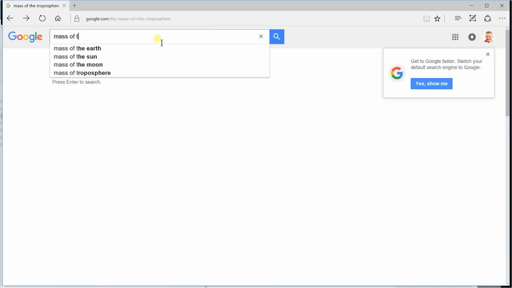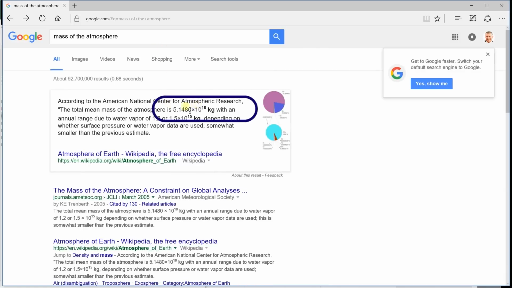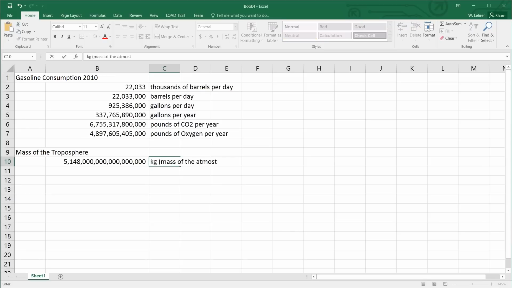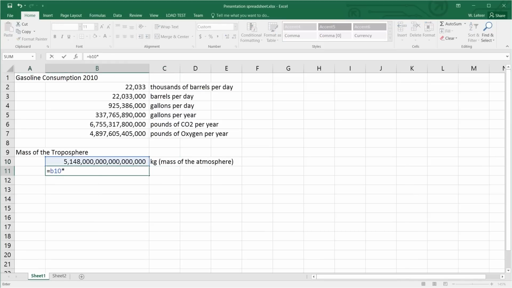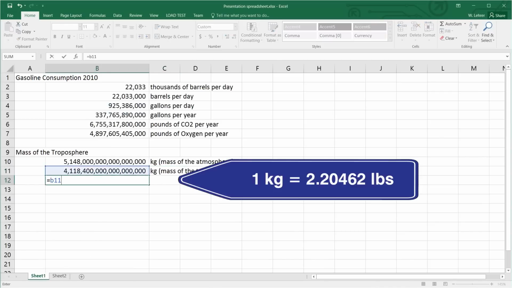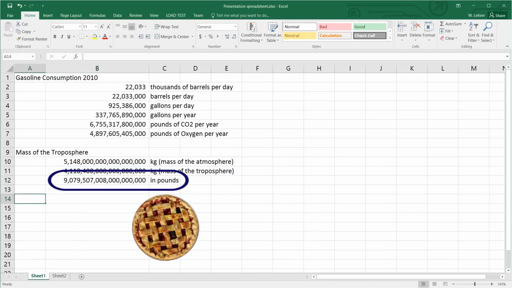So we Google mass of the atmosphere, and we get a number in scientific notation, 5.1480 times 10 to the 18th. We enter this into the spreadsheet by typing 5.1480 E plus 18. As we know that the troposphere is about 80% of the mass of the atmosphere, we multiply this big number by 0.80. Since we're already using gallons and pounds in this lecture, we need to convert kilograms to pounds, so multiply by 2.20462. This shows us that the troposphere is about 9,000 quadrillion pounds. This is the whole pie.